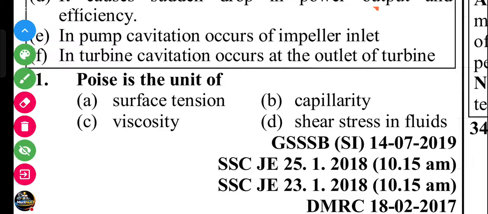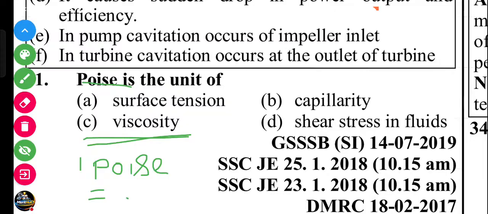Poise is the unit of surface tension, capillarity, viscosity, shear stress in the fluid? Poise is the unit of viscosity. If you know, one poise is equal to how many kg per meter second? पास्कल सेकेंड. ओके, पास्कल सेकेंड में कितना होगा? Then you comment the answer in the chat box.